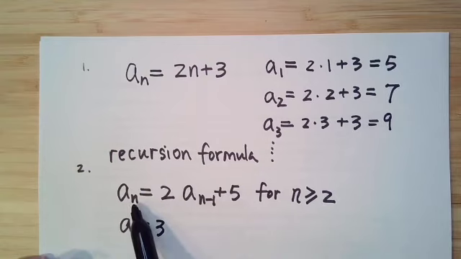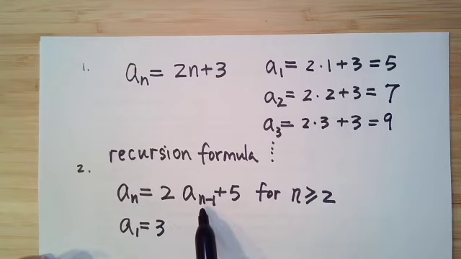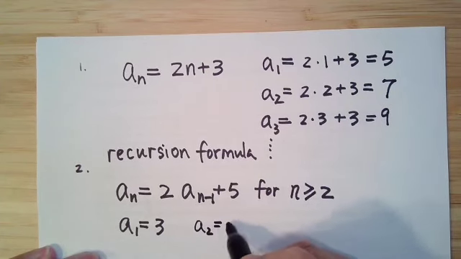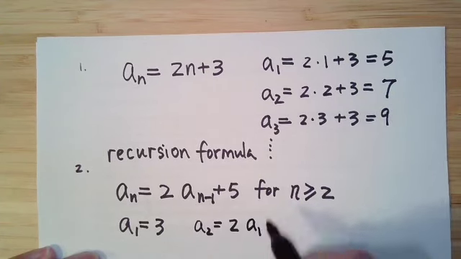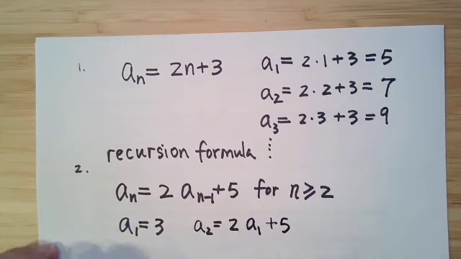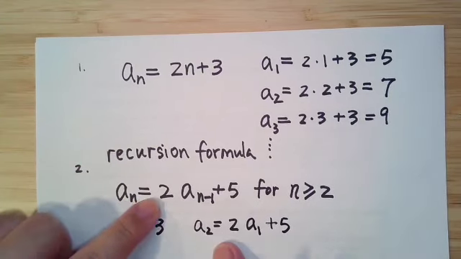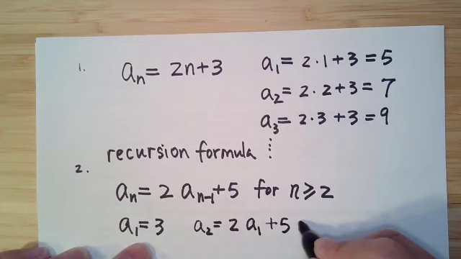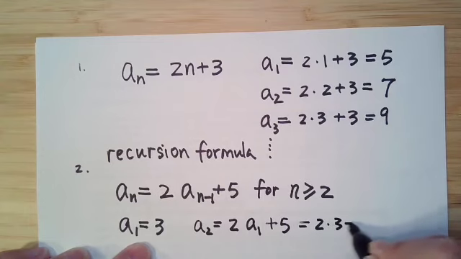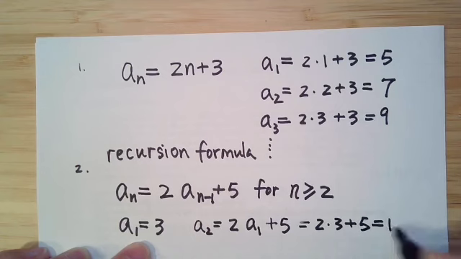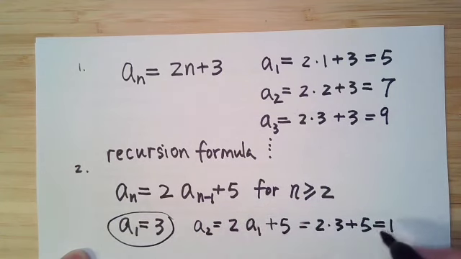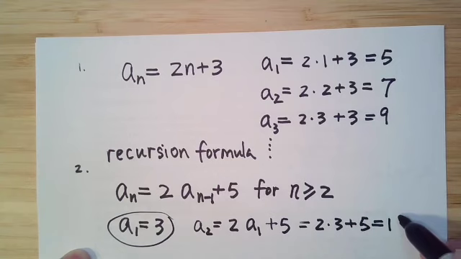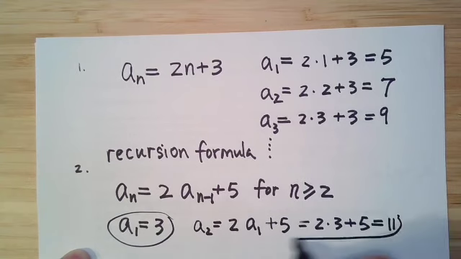And then when n equals 2, here will be a2. If n equals 2, 2 minus 1 is 1, so a2 is 2a1 plus 5. Can you see that? a2 equals 2 times a1 plus 5. And a1, we already know that. a1 is 3. So that will be 2 times 3 plus 5, which is 11. Okay, so we have a1 is 3, and a2 is 11.